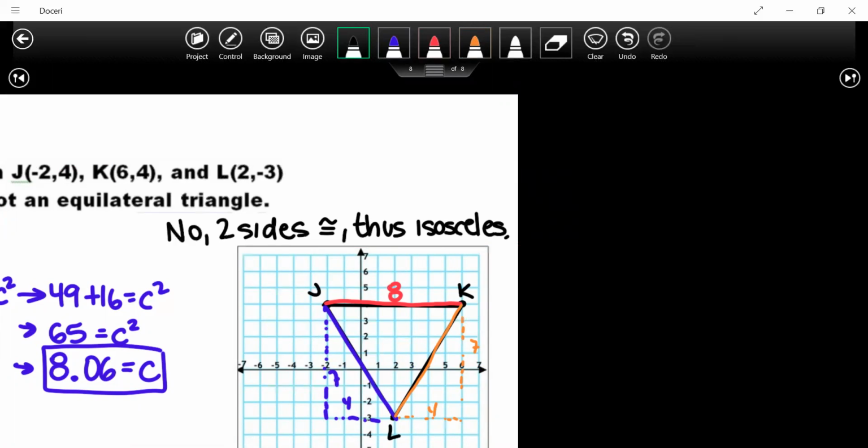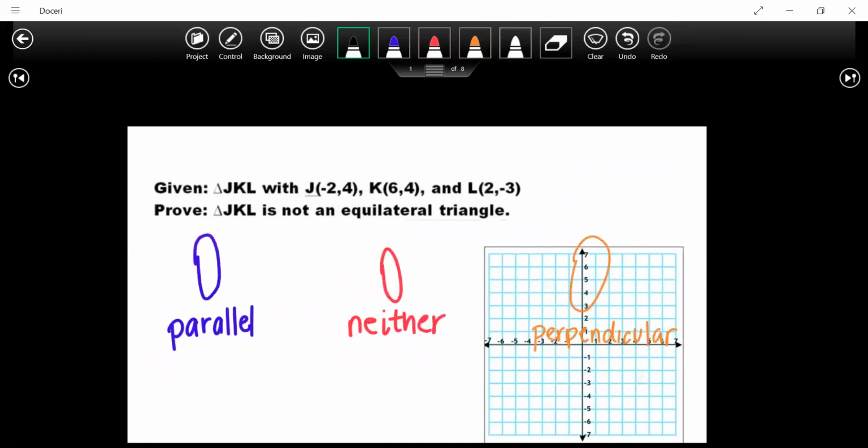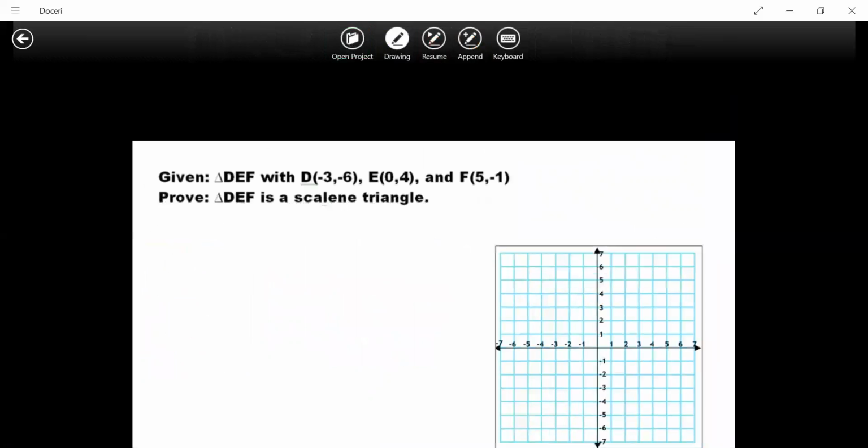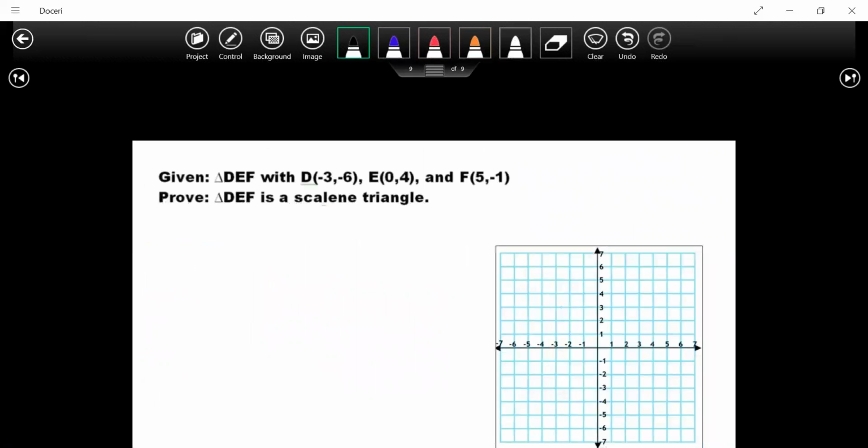Easy or hard? Fácil. Uno más, por favor. Yes? Here we go. Let's do one that has everything. So we're going to do both the slope and the distance to make sure everything's good. On your homework, you're going to have to do that. Let's look at this one. Do me a favor. Draw out the picture.